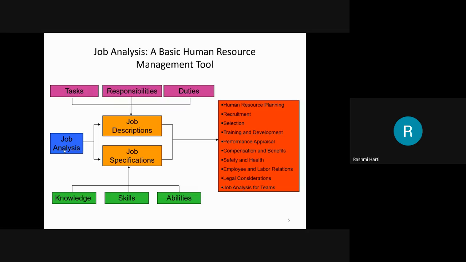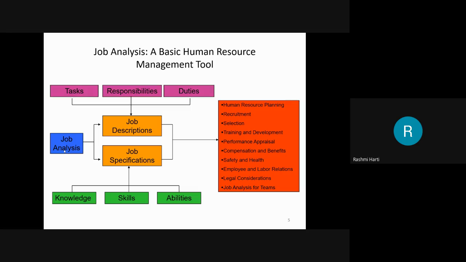So if the degree of responsibility is very high, that time you give a better or higher compensation to that particular person. Or if there are hazards involved in the particular job, that time also you have to check that, and accordingly fix the compensation for that person in that particular job. So for compensation, job analysis plays a very important role.